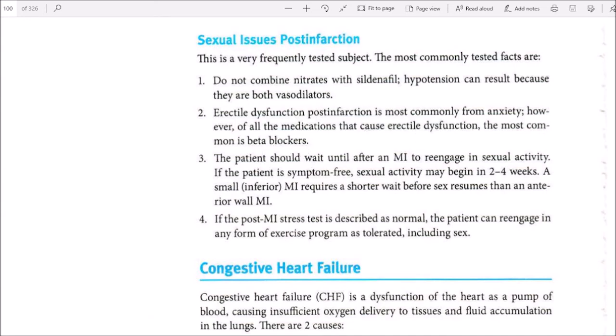Three, the patient should wait a period of time after an MI to re-engage in sexual activity. If the patient is symptom-free, sexual activity may begin in 2 to 4 weeks. A smaller inferior MI requires a shorter wait time before sex resumes than an anterior wall MI. Four, if the post-MI stress test is described as normal, the patient can re-engage in any form of exercise program as tolerated, including sex.